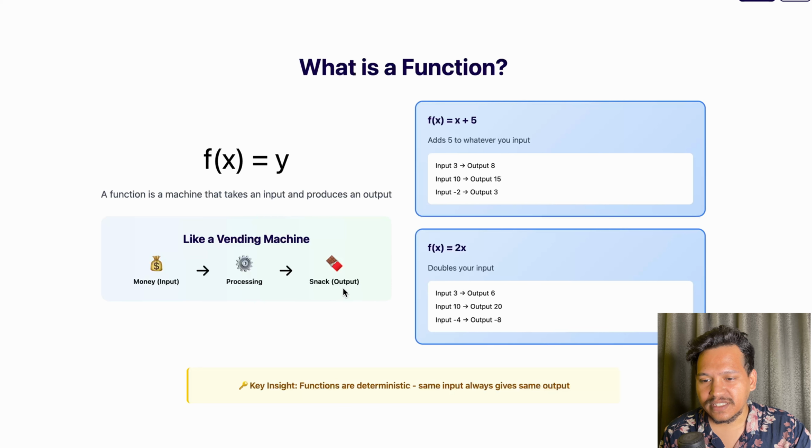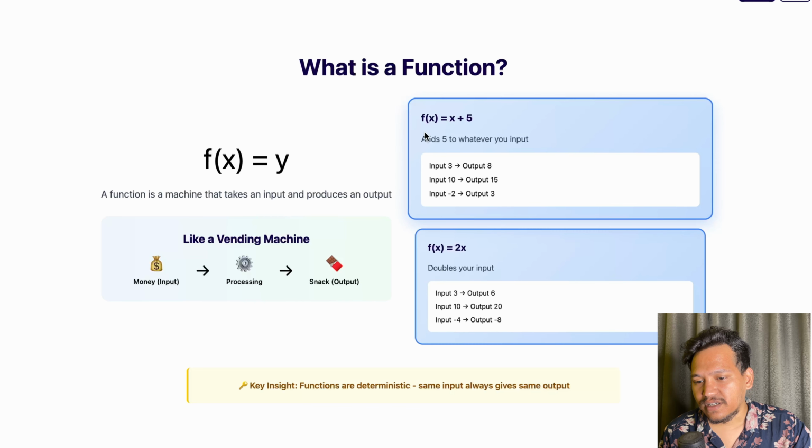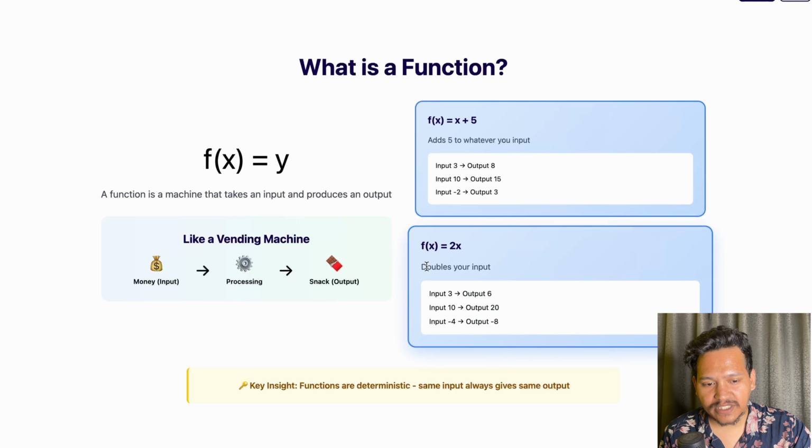Here are some simple examples. f(x) = x + 5. What does it do? It adds 5 to whatever your input is. You just have to replace the x with your input. For example, if the input is 3, then the output is 8. And if the input is 10, then the output is 15. And if the input is minus 2, then the output will be 3, since minus 2 plus 5 equals 3.